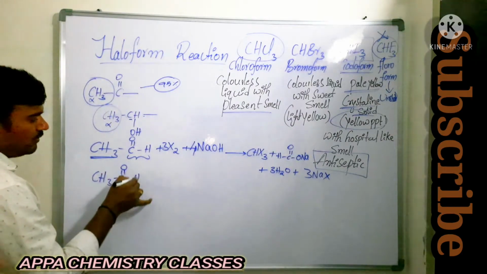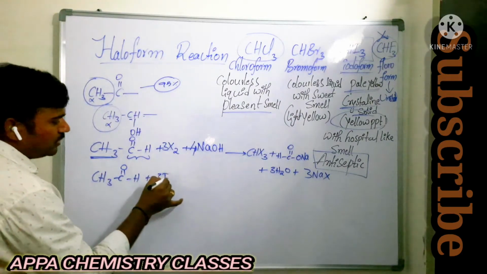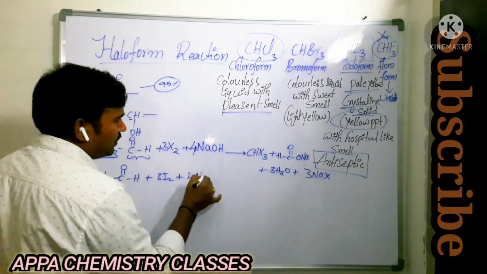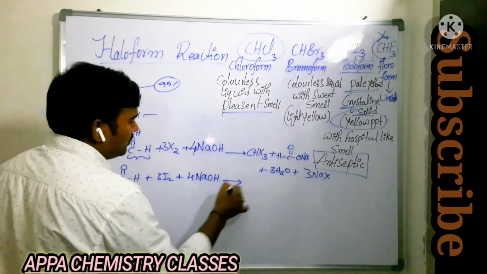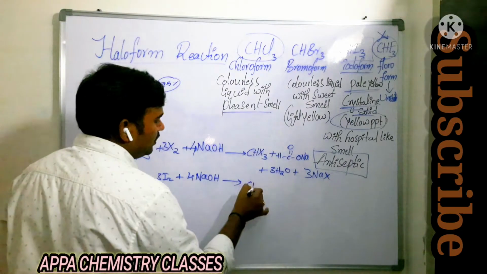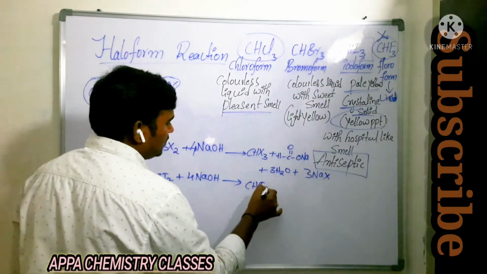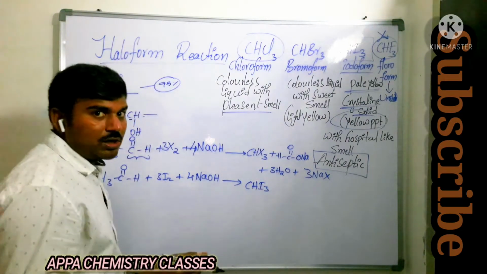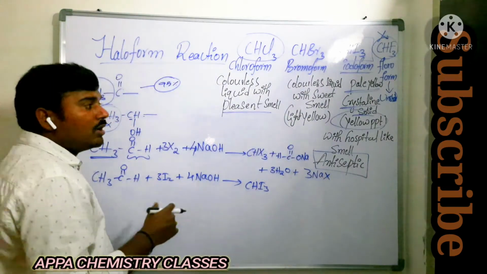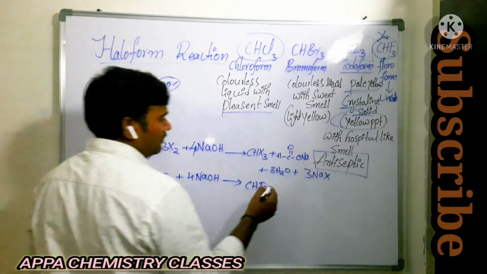When it reacts with iodine, 3 moles of I2 plus 4 moles of sodium hydroxide, so then what happens? We are going to get CHI3, that is iodoform, which is a yellow colored crystalline solid. So a yellow precipitate will be formed.